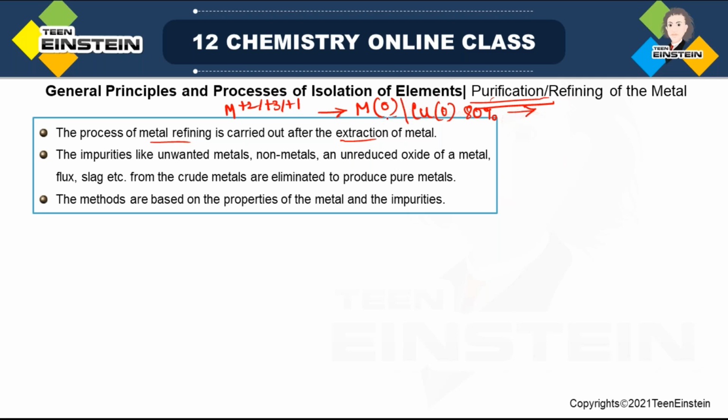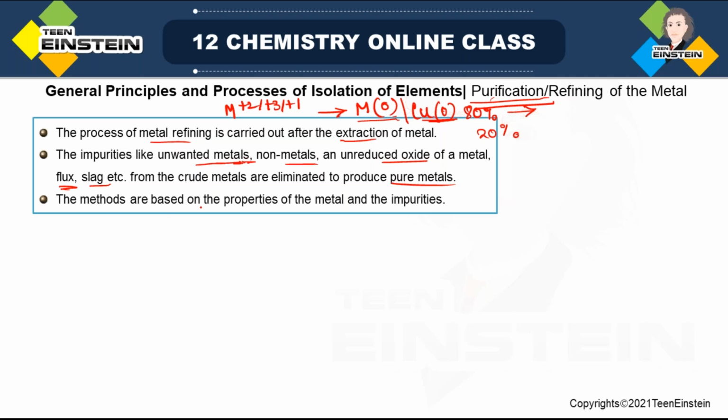But next, this metal which is already in zero oxidation state, you are further making more pure. The impurities are things like unwanted metals. As in this example, suppose you already have 80% copper, but there is still 20% impurity, and this impurity may contain any other metal, some non-metal, unreduced oxide of a metal, flux, slag, etc. All these different kinds of impurities can be eliminated, and ultimately we can get pure metal, almost 99%.